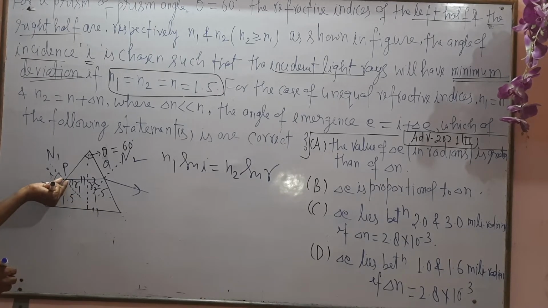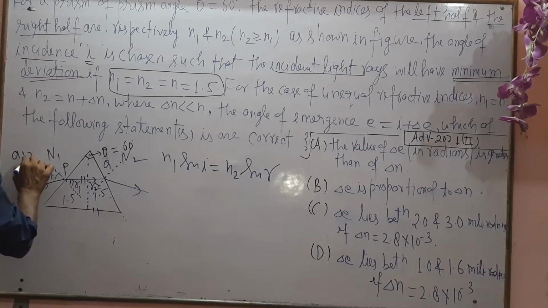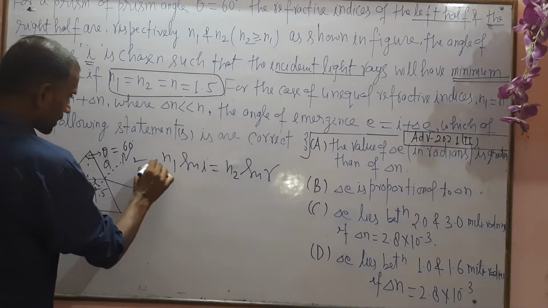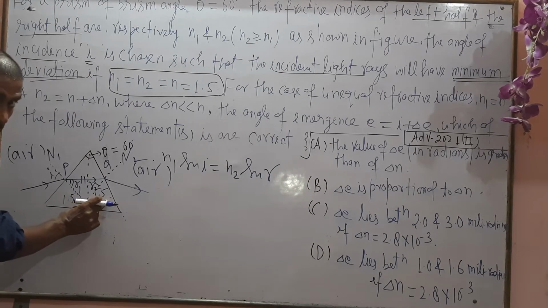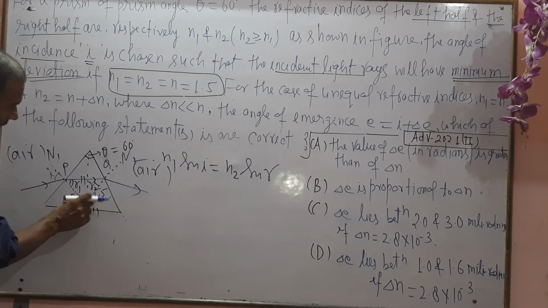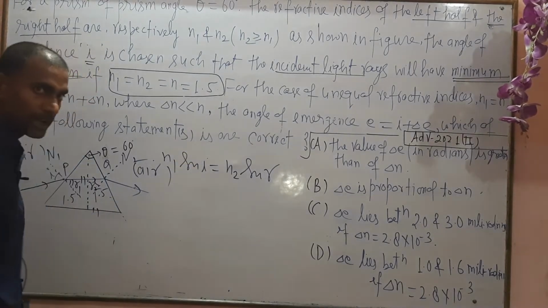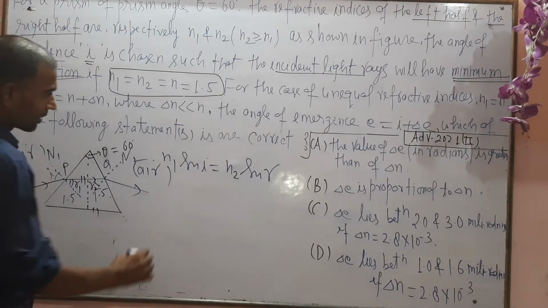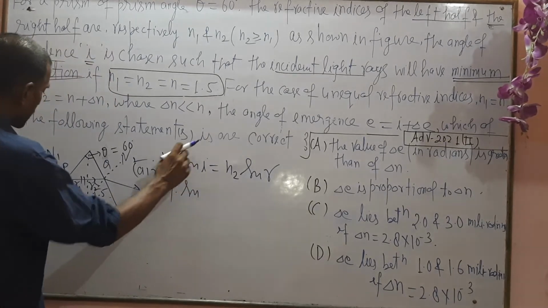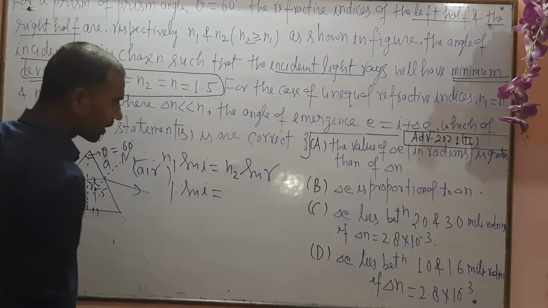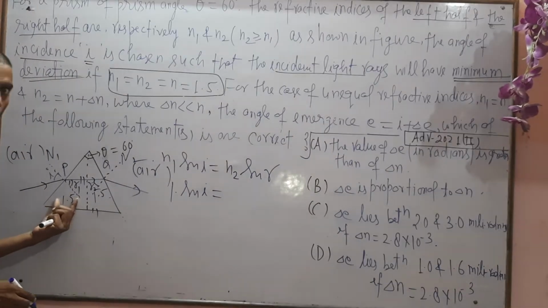Apply Snell's law at point P. Then n1 is air, and the refractive index of the prism is 1.5, which is also given. This whole line is parallel to the baseline. This implies n1 sin i equals n2 sin r. n1 is the refractive index of air, which equals 1. And sin i, we don't know yet. For minimum deviation, the refractive index n2 equals 1.5.